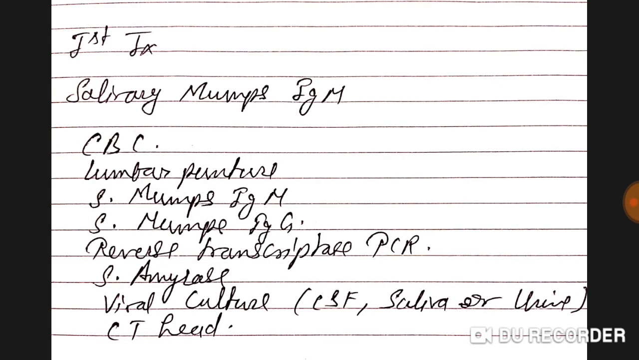Now, the first investigation is salivary mumps IgM level. Lumbar puncture, we can go for CBC, serum mumps IgM, serum mumps IgG, reverse transcriptase PCR, serum amylase, viral culture, CSF, saliva or urine, CT head. Okay.